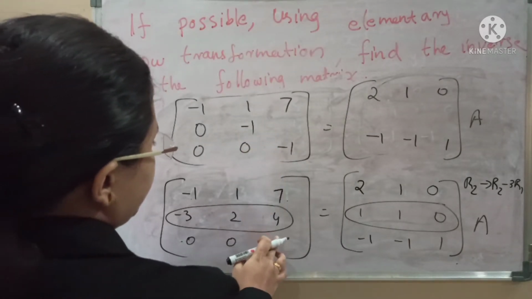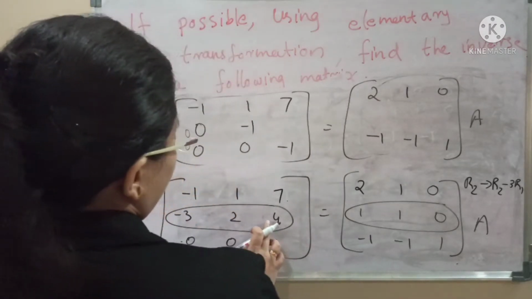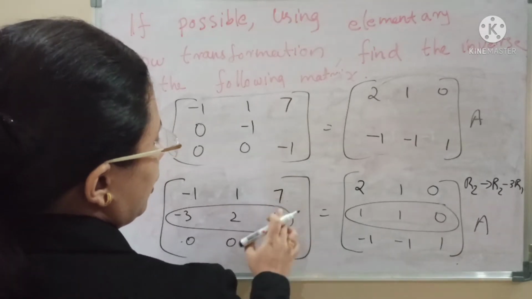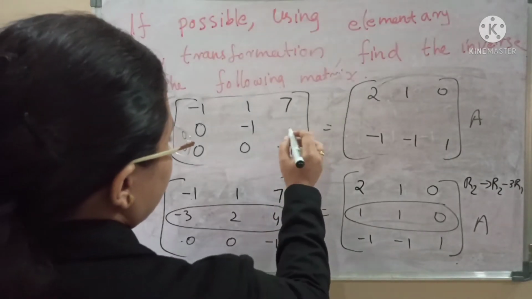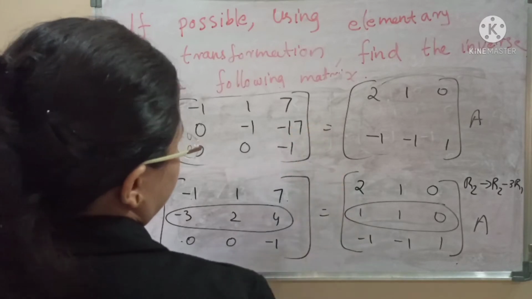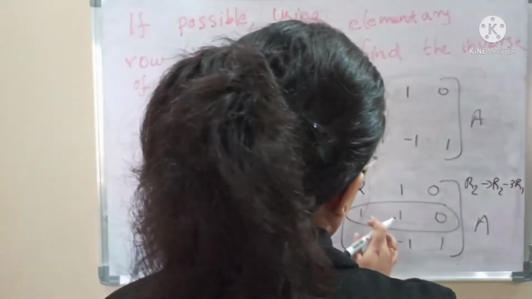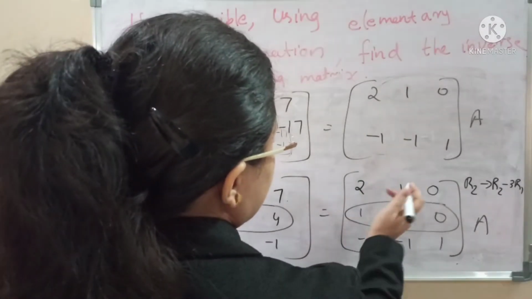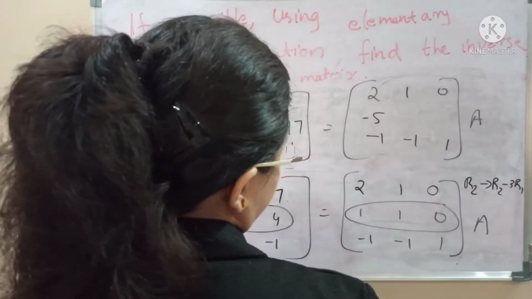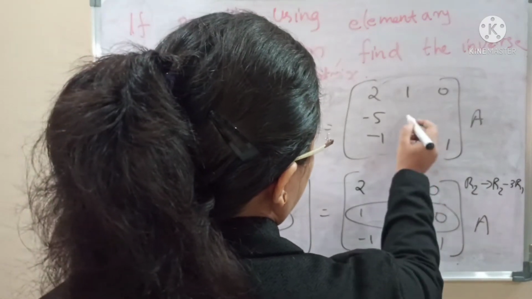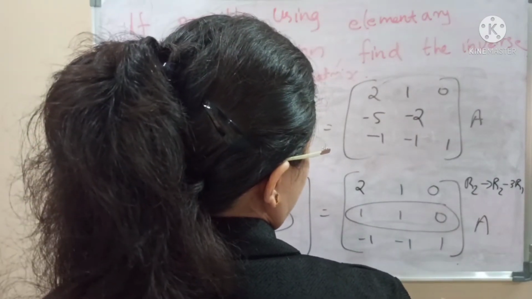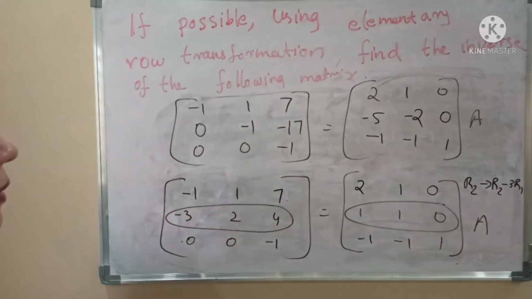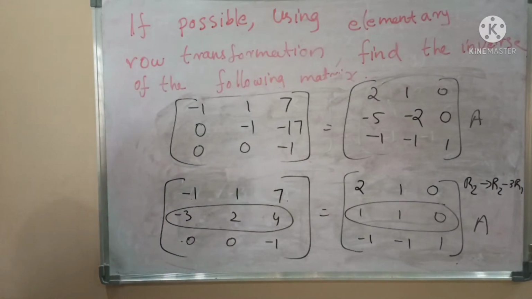Now here it will be 7 into 3, 21. 4 minus 21 will be minus 17. Here 1, so 2 into 3, 6. 1 minus 6 will be minus 5. 1 minus 3 will be minus 2. 0 minus 0 will be 0. Clear? So let's do the next transformation.